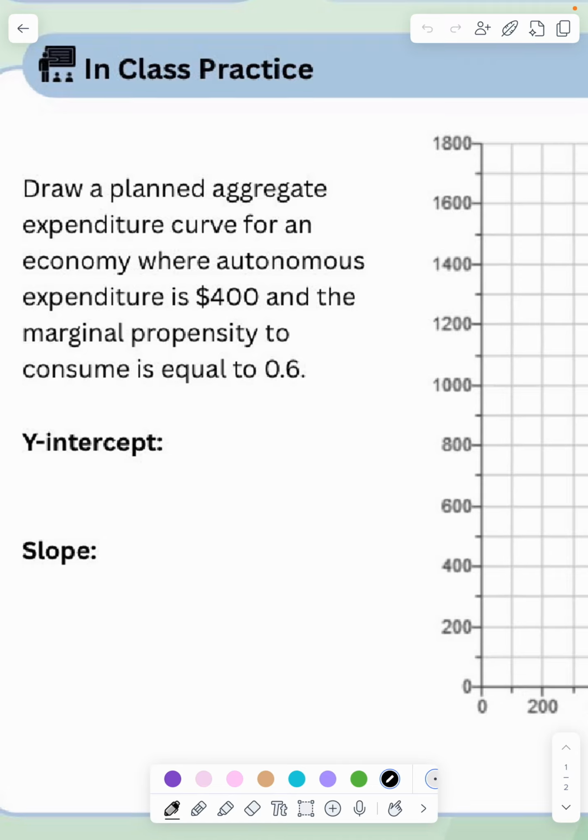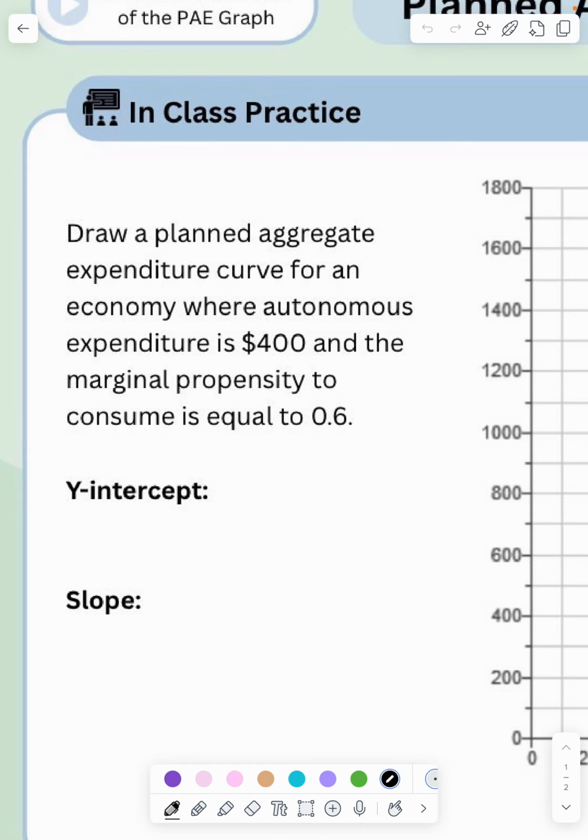Okay, this is our question, so I'm going to underline the important material. Draw a planned aggregate expenditure curve for an economy where autonomous expenditure is 400 and the marginal propensity to consume is equal to 0.6. I'm going to underline that whole thing right there.